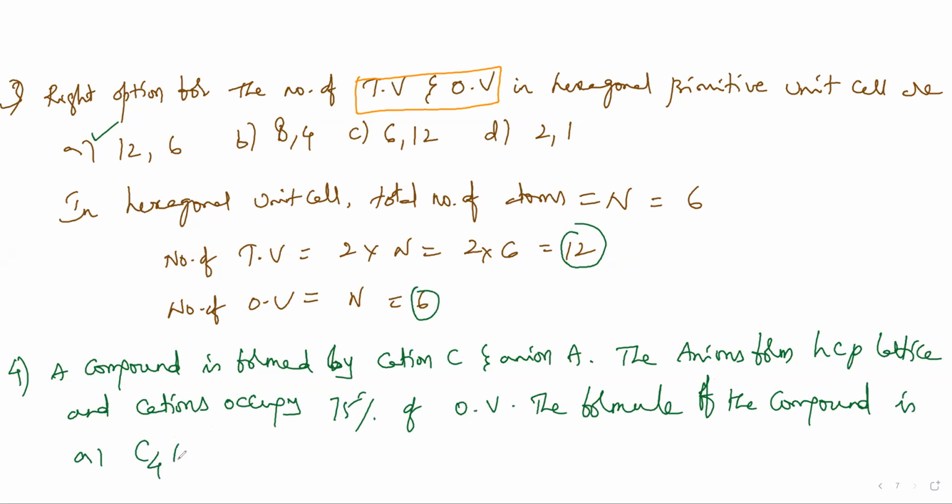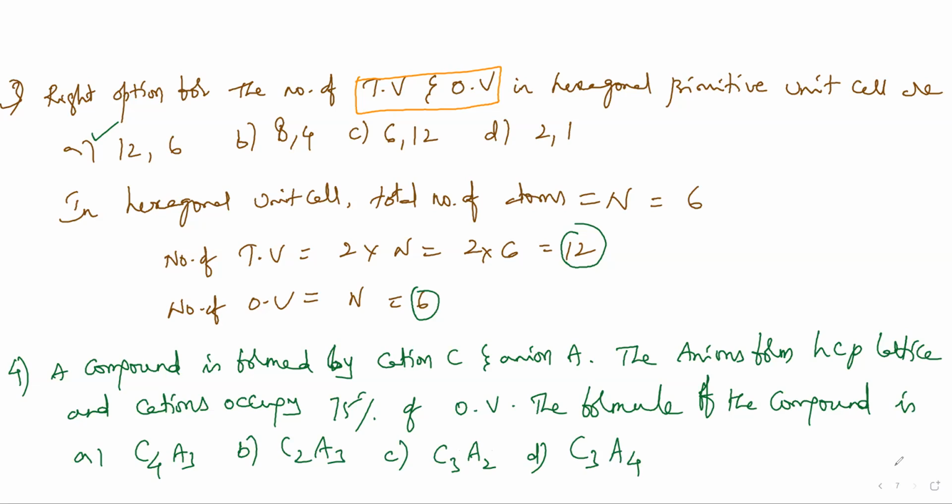Options: C4A3, C2A3, C3A2, C3A4. Done, sir. Now, a compound is formed by cation C and anion A. The anions form HCP lattice and cations occupy 75% of the octahedral voids. Then the formula of the compound is what we need to find out here.